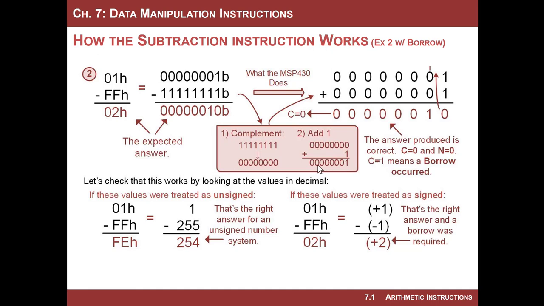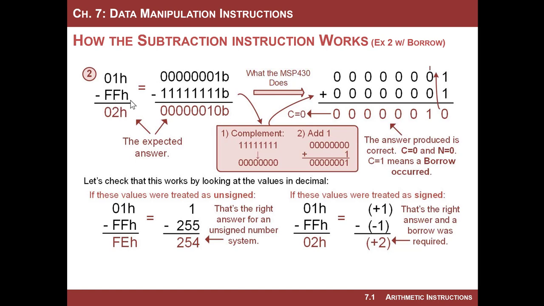So the answer here is, if I wanted to convert FF into its negative value, its code would be 00000001. Okay, so let's take that now and add it to our original. And we're going to do this same thing. I'm going to take the top number, which I leave alone, and I'm going to put the new negative number down here, which is the negative representation of FF.